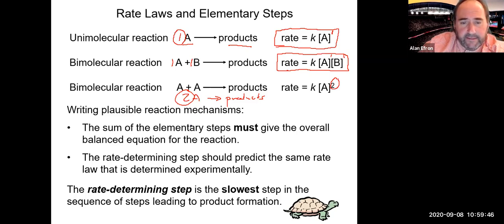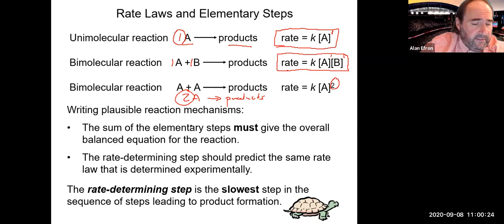Now, when you're asked a question like, is this a good or bad mechanism, for lack of a better way of describing it, there are really two important things that have to happen for it to be a good, or really a plausible, mechanism. The first one's pretty simple. When you take all the individual elementary steps that they give you in this mechanism, and you add them all together and get rid of all the intermediates and whatever else may cancel out or reduce, what you are left with is the actual overall reaction that you're looking for.